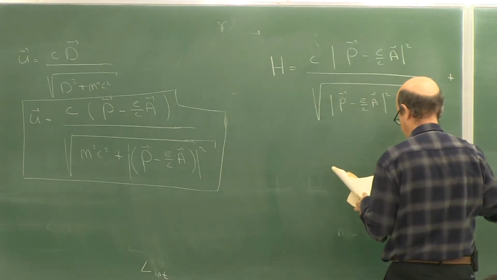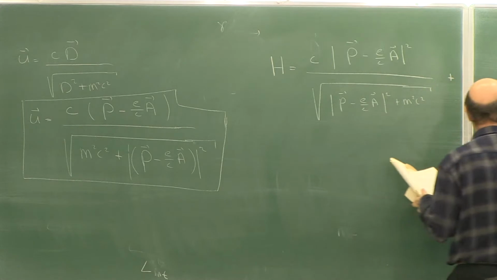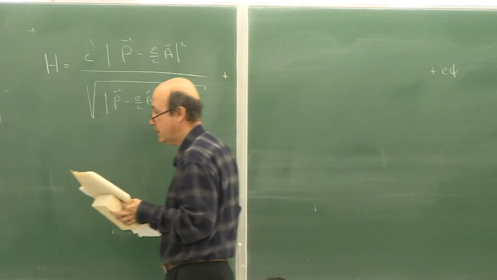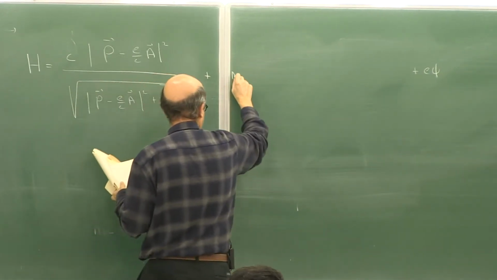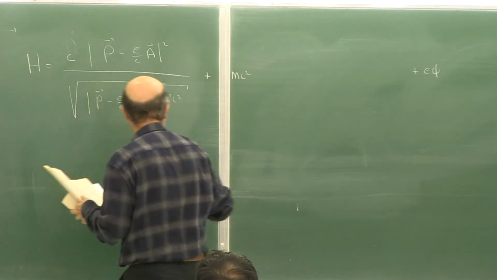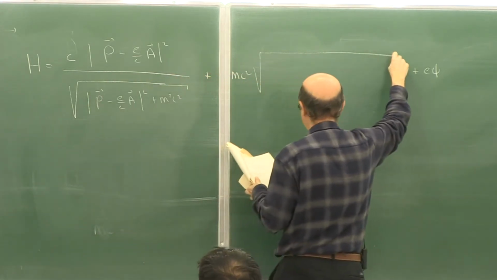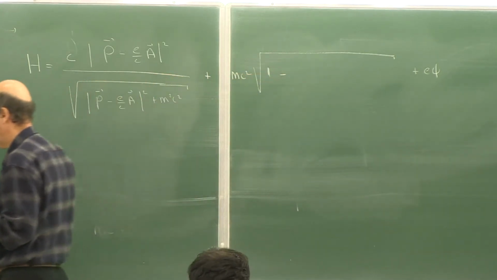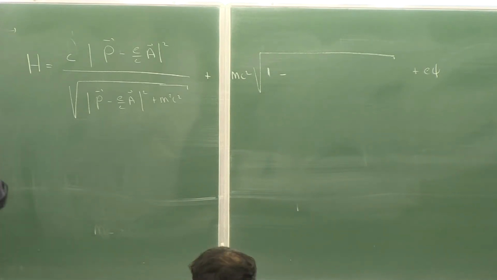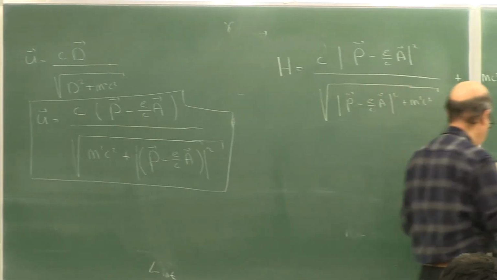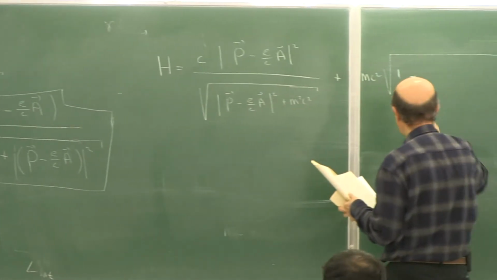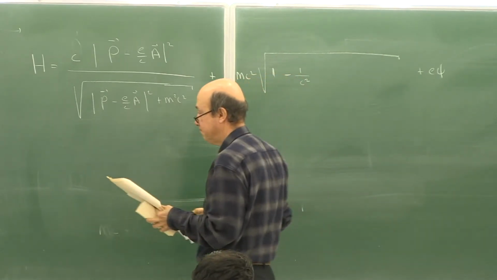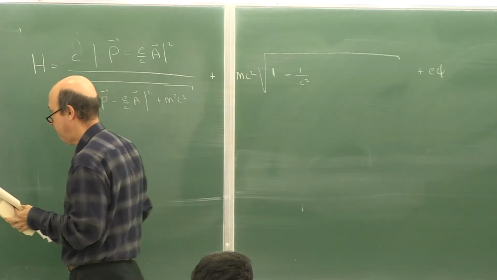We have the potential here. Let me write the potential here. And the rest is MC square times 1 minus U square over C square. And where's the U? U is here, and we have to take the square. So 1 minus, let me take the C square here. And instead of U square, take the square of this.